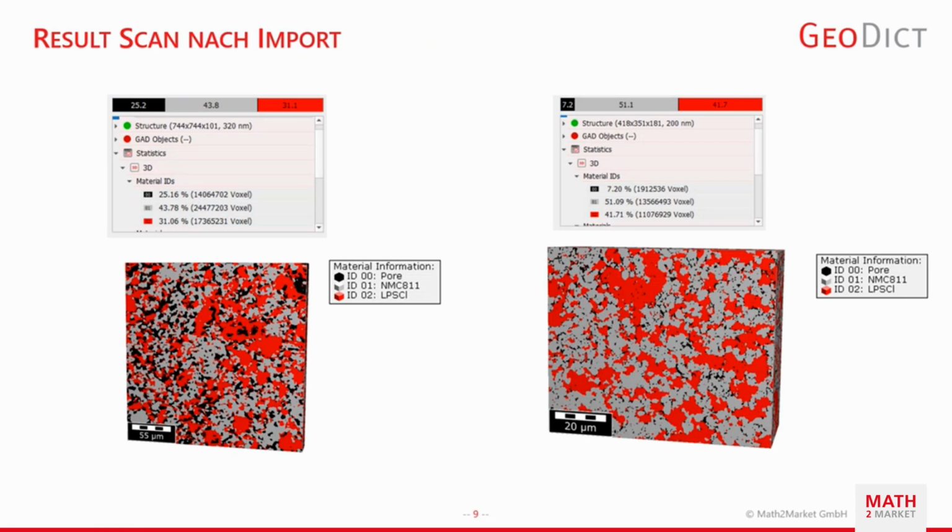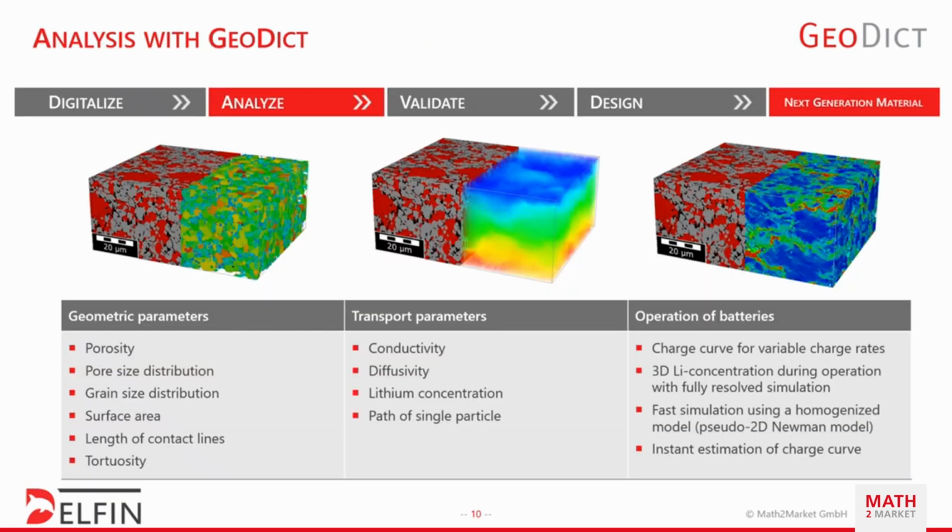So for the further slides that I show, I have used the FIBSEM scan because this structure is just way more representative of an actual ASSB cathode. So let's go to the analysis part. Fortunately, here we can use lots of features which are already inherently in GeoDict. So we can take a look at lots of geometric parameters.